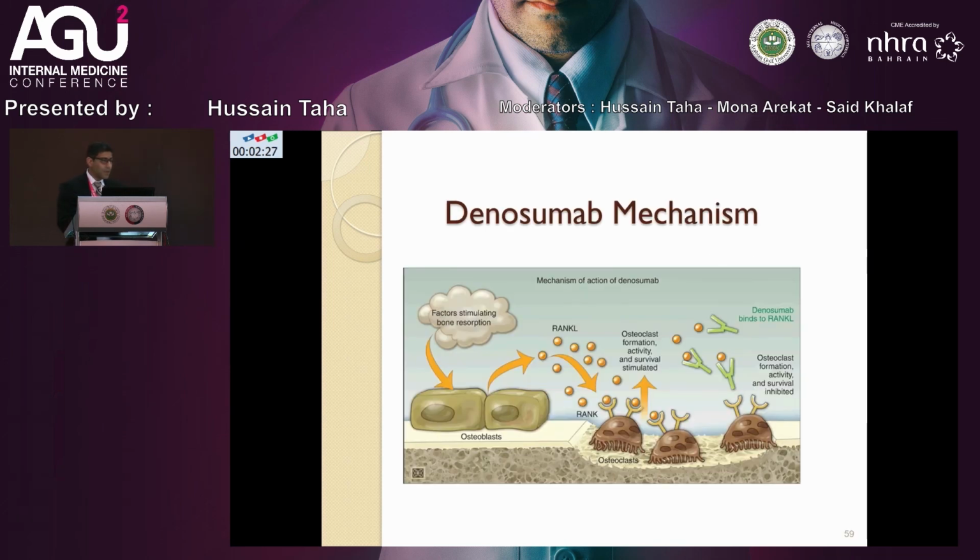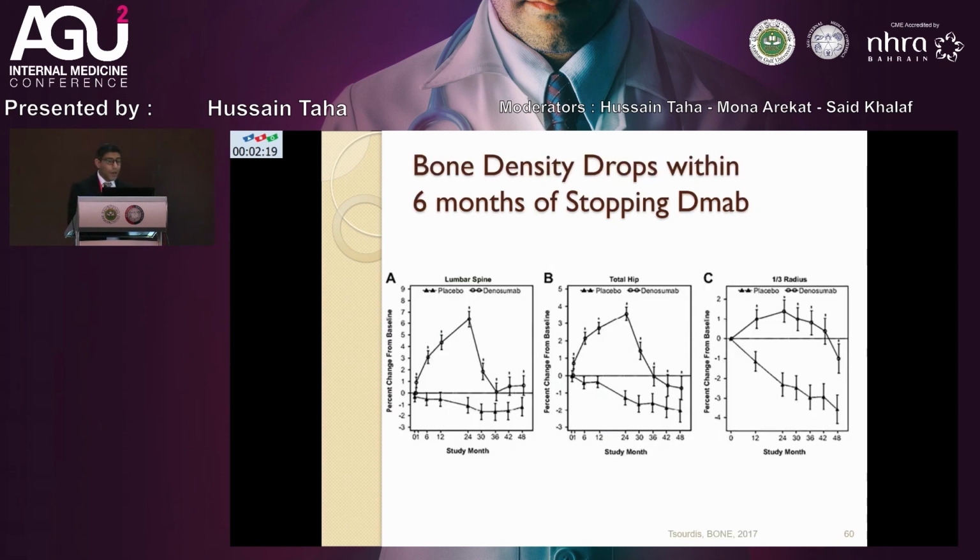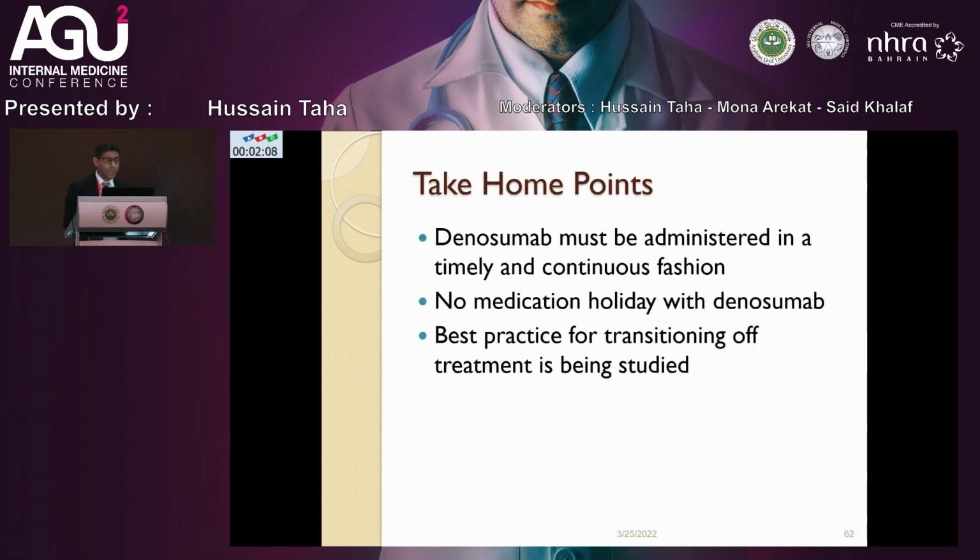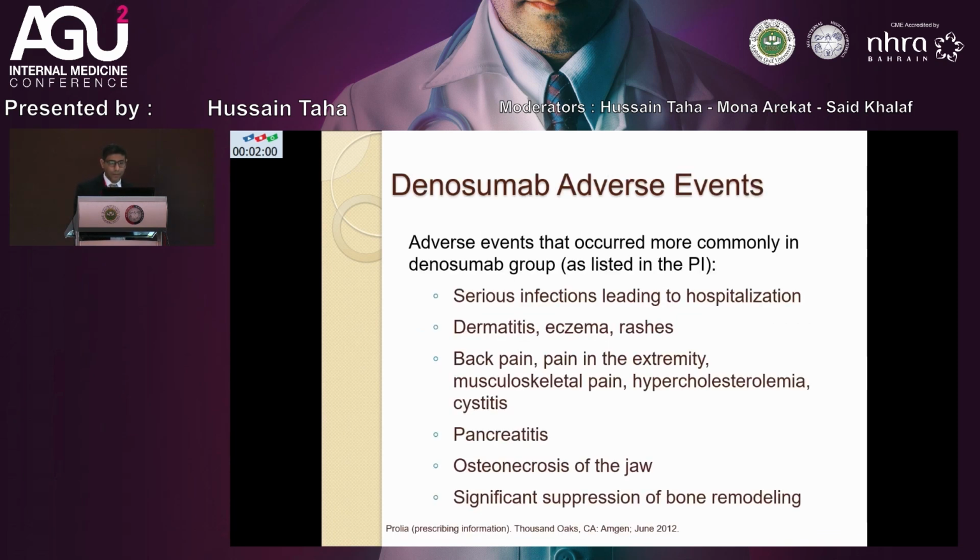This is the mechanism of denosumab. It binds to RANKL, it suppresses the osteoclast activity and causes more bone formation. Bone density drops when we stop denosumab. That's why we advise our patient to continue denosumab in a timely manner. So, the take-home message is that denosumab must be administered in a timely and continuous fashion. No medication holiday with denosumab should be there.